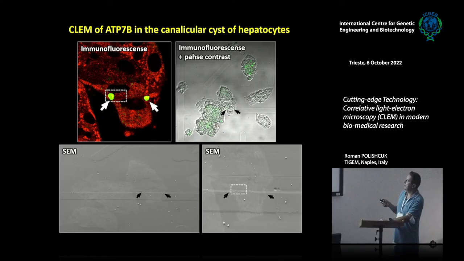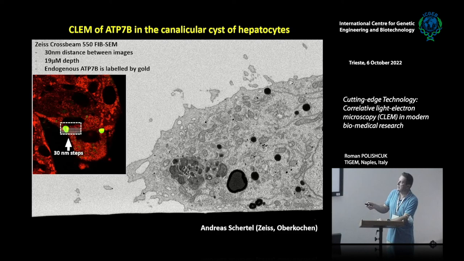This is a scanning electron microscopy image of a cell island. And we zoomed in here, and what we did with this FIB-SEM, focused ion beam scanning electron microscopy, we cut the cell across with a 30 nanometer distance. And why we needed to do this, because this structure is really huge. It's several microns, up to 12 microns. And we wanted to see whether gold particles associated with ATP7B are present inside this structure.